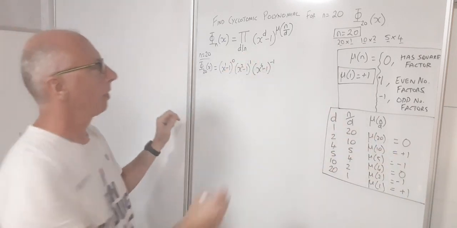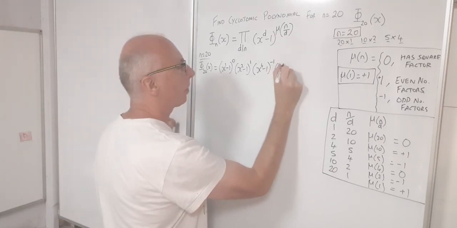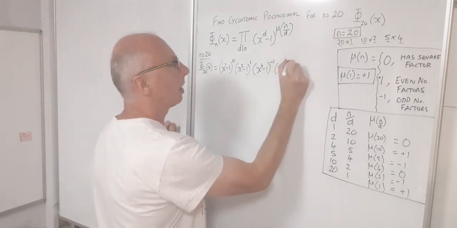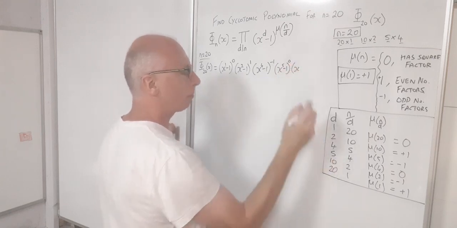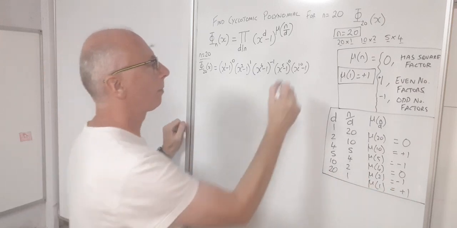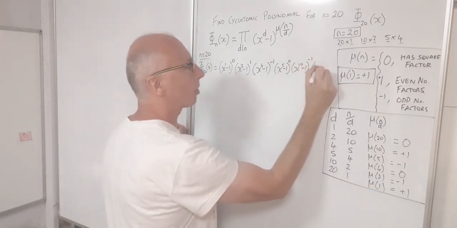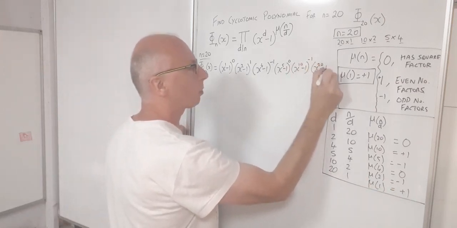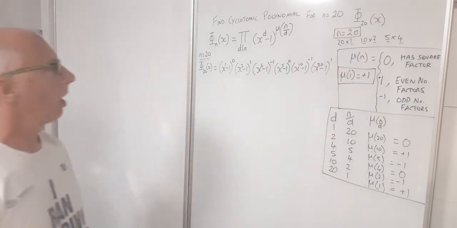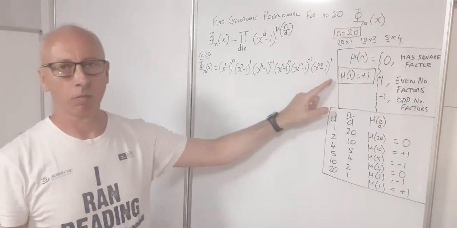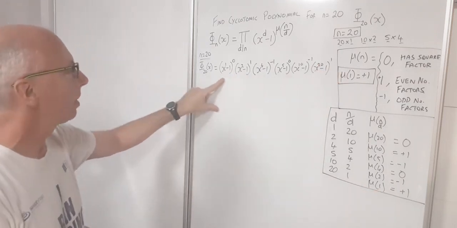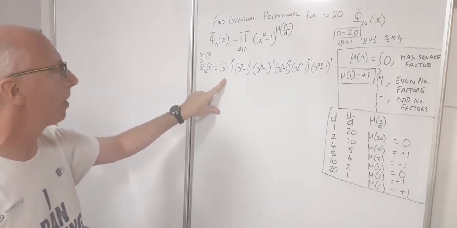Now I've got 5. So I've got x to the 5 minus 1, and that's to the power of 0. And then I've got x to the 10 minus 1, and that's raised to the power of -1. And finally x to the 20 minus 1, and that's raised to the value of 1. Okay, now that's all looking well and good, but it's a little bit scruffy and a little bit disjointed, really, and trying to simplify things up.